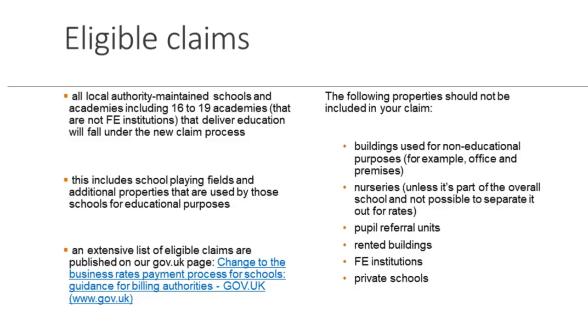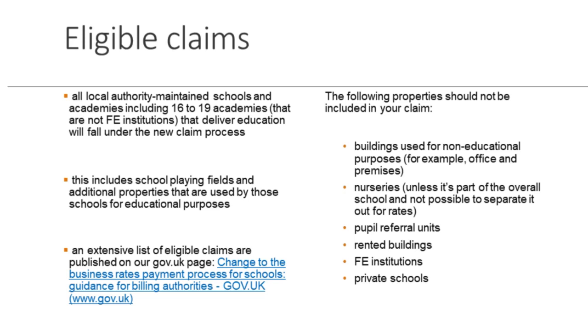So once you've got access to the NNDR service, you're then able to create a claim file for us to review and pay. So in terms of eligible claims, all local authority maintained schools and academies fall under this new claims process. So all of these can be submitted in your claim file. This includes any playing fields or other buildings that are used by these schools or academies, as long as they are directly used for educational purposes, so for learning.